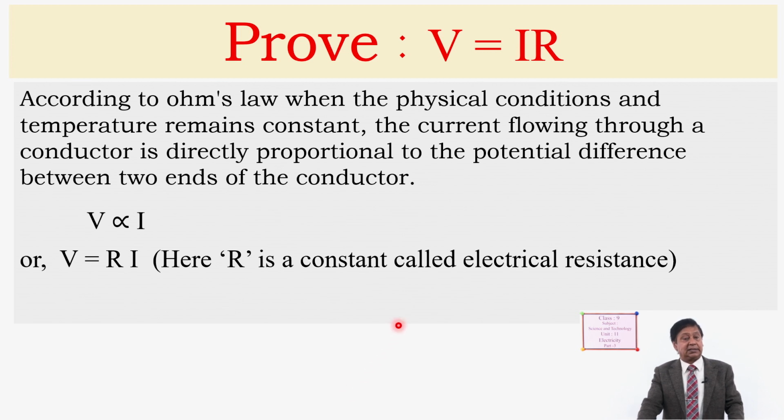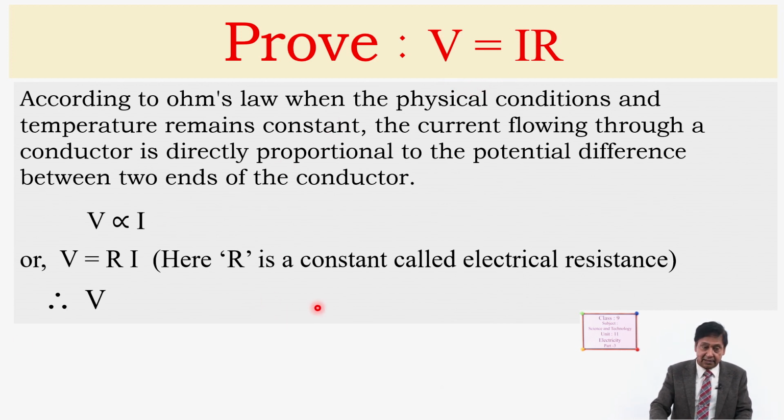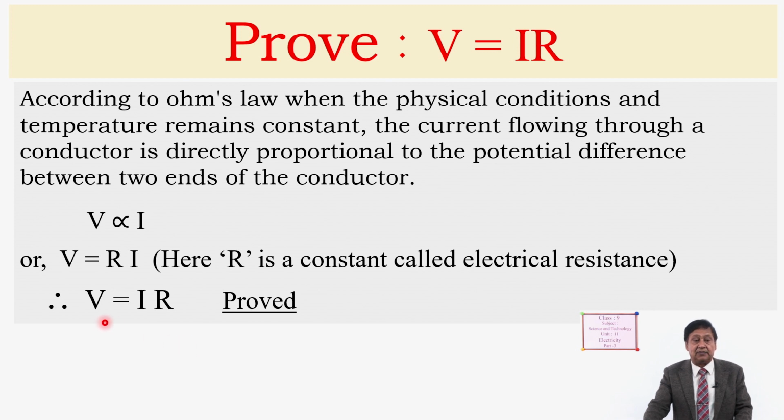Here R is a constant and it is called electrical resistance, and it is given V equal to IR. That's why finally I want to write the same, V equal to IR. This way we can prove this, very easily proved, but the story behind this is very important. How potential difference increased with the increase of current. It was a very important experiment.